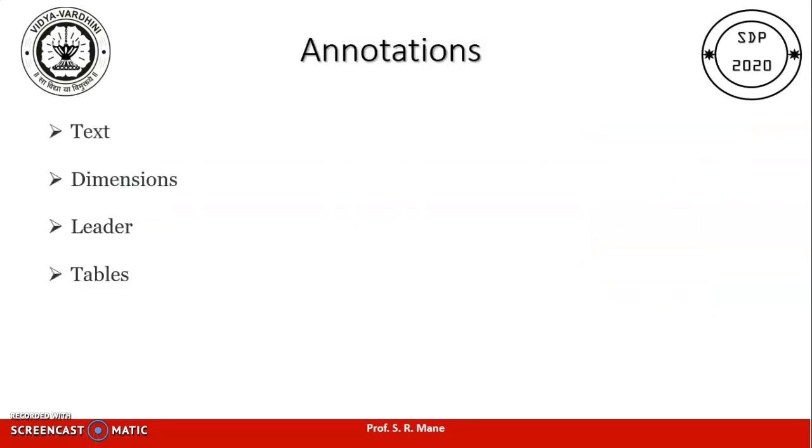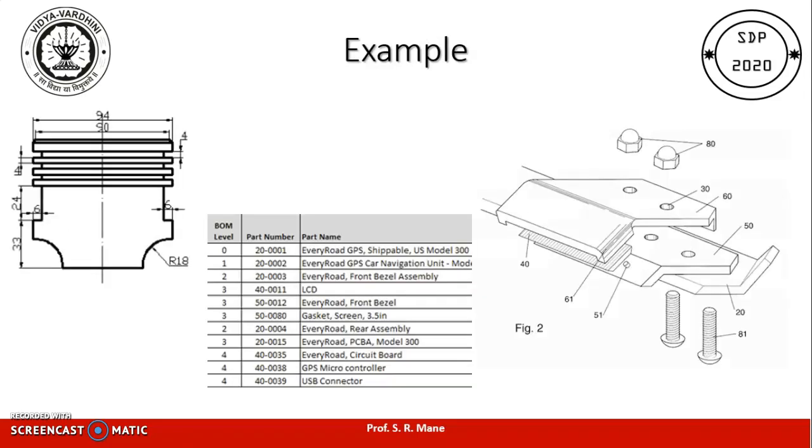So annotations include text, dimensions, leader and tables. We will discuss them one by one. Before going into the details of these annotations, let us take an example. This is the front view of a piston in which dimensions are given. You can see some dimensions are smaller, some are larger, but there are some rules and regulations to be followed. You can also see one arrow where R18 is written. So these are the rules and regulations followed in the drawing.